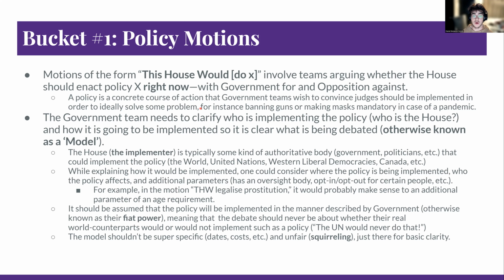For instance, in the motion, this House would legalize prostitution, it would probably make sense to have an additional parameter of an age requirement. Because to the point that there is no parameter for that, you're going to be taking a way bigger pill in a government to try to protect and defend legalizing prostitution in all instances, even with minors, than if you were to say the realistic and probably the main idea of why we would want to legalize prostitution would not be in those instances, but it would be in the other instances, for example, for consenting adults.